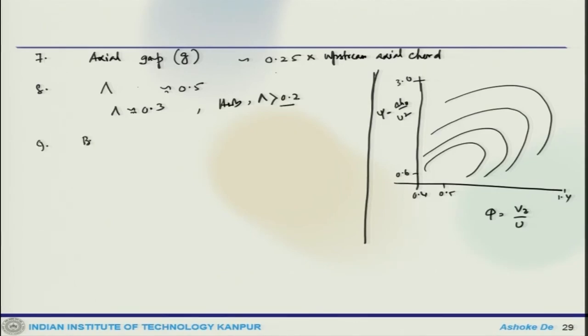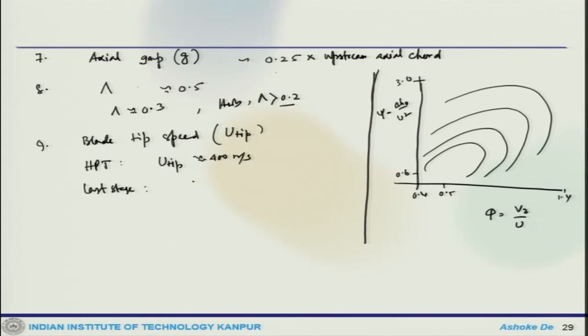Now blade tip speed, which is U tip. For the high pressure turbine, that is HPT, there is huge stress, so that limits this U tip to roughly 400 meters per second. For the last stage or towards the LPT, U tip should be around 350 meters per second, because in the HPT there are huge disc stresses.